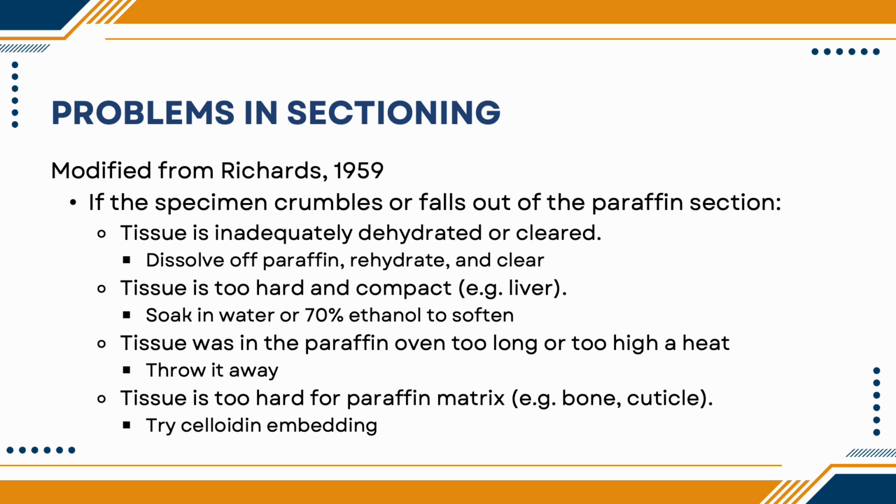Tissue was in the paraffin oven too long or at too high a heat. Remember that tissues are proteins, and with increased temperature, what happens? Denaturation. So there's really nothing left for you to do other than discarding the tissue. Tissue is too hard for the paraffin matrix, such as bones or cuticles. So you should opt for the celloidine method. However, the celloidine method does generate thicker sections as opposed to paraffin sections. Again, tissue blocks should be properly fixed and embedded because if not, it may result in tearing, ripping, holes, and folding.